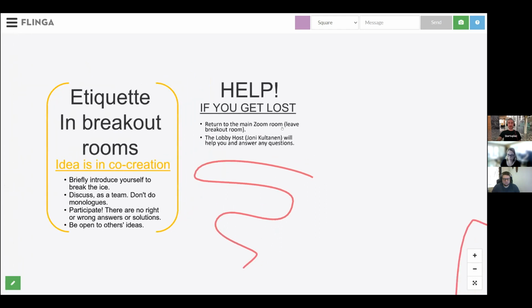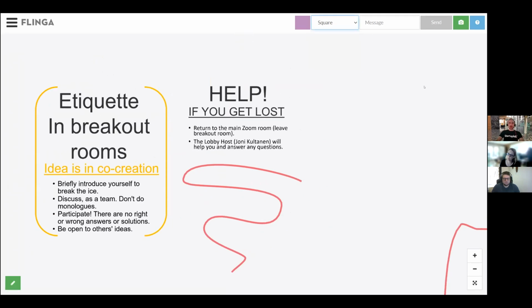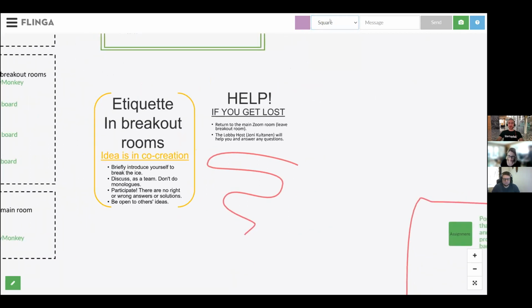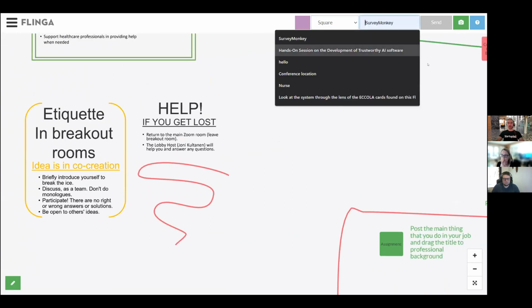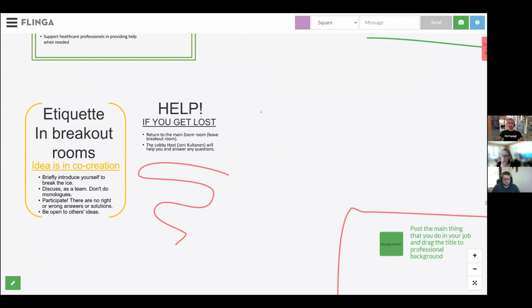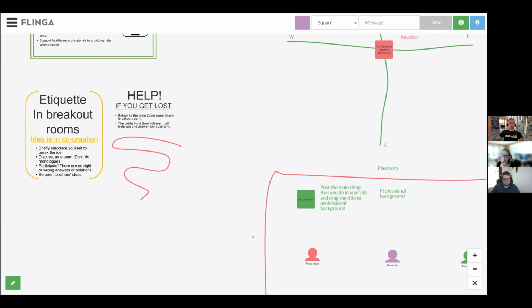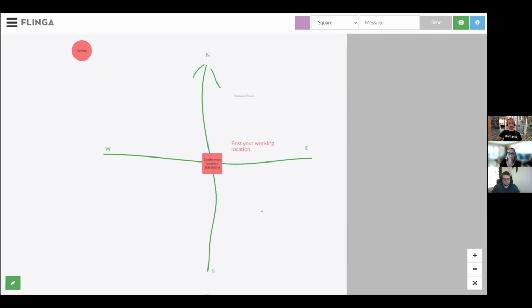Okay, how does Flinga work? Basically, it's a way to add material to the whiteboard by this corner up here. You select the color, how you want to add or interact with the board, and then you can write a message. Now we could start with this exercise. So Joni, if you could post the link to this board in the chat, and everybody could try to find this corner on the Flinga board.